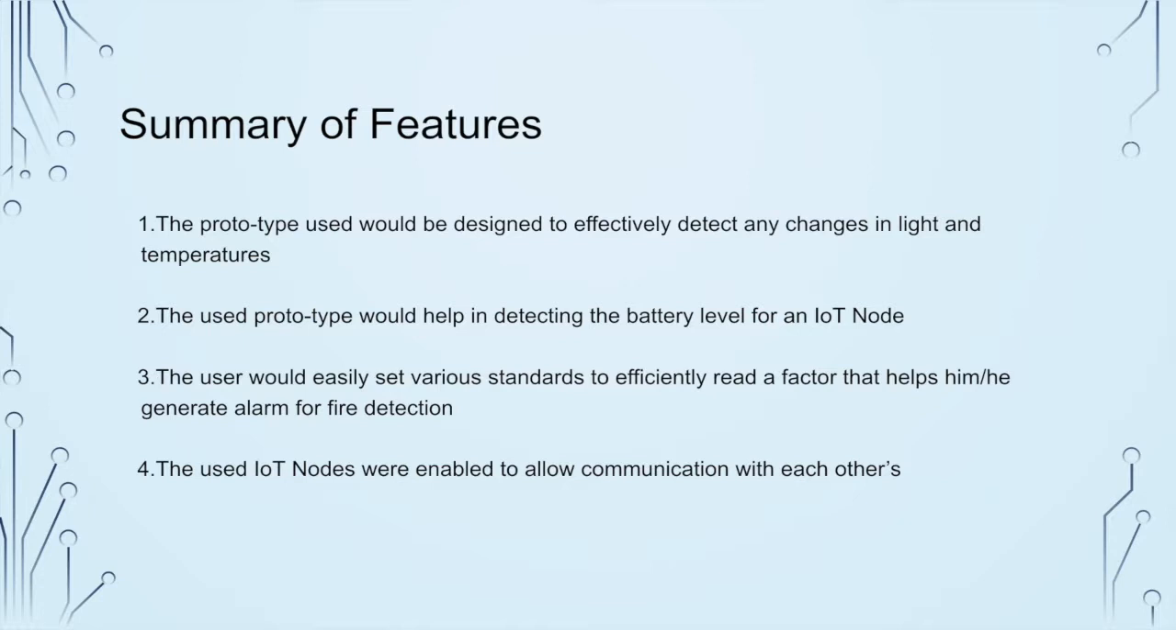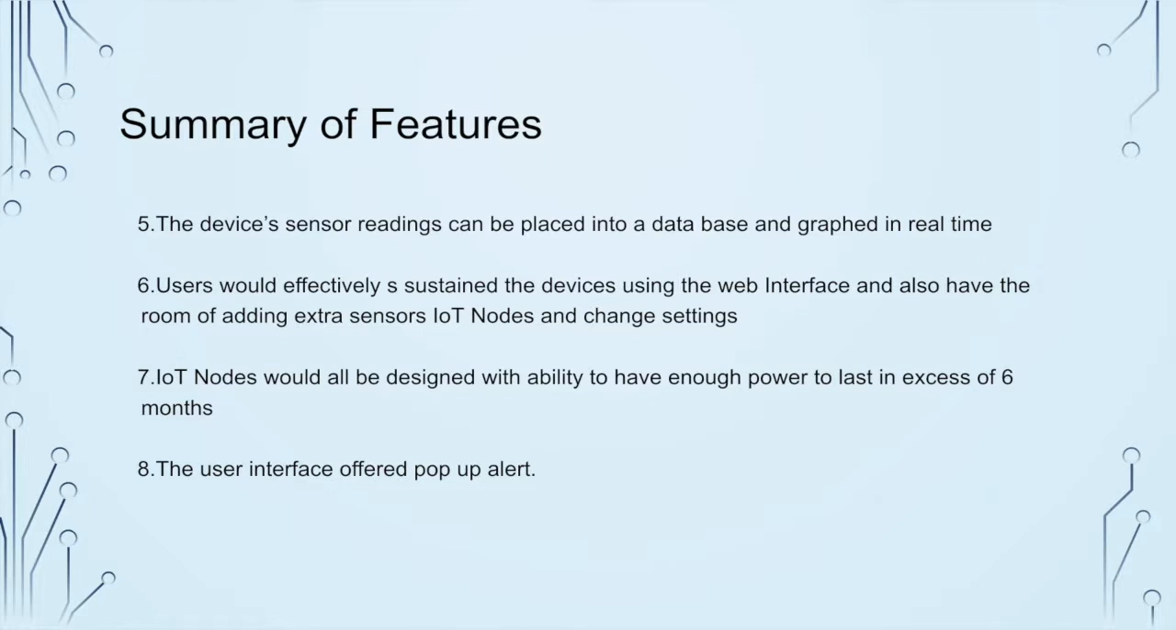detection. The fourth one is that the IoT nodes will be able to communicate with each other. Next one is that the device sensor readings can be placed into a database and programmed in real time. The next one is that users can effectively control the device using the web interface and also have room for adding extra sensors, IoT nodes, and changing settings. Next one is that the IoT nodes will all be designed with enough power to last in excess of 6 months. And the last one is that the user interface offers a pop-up alarm.